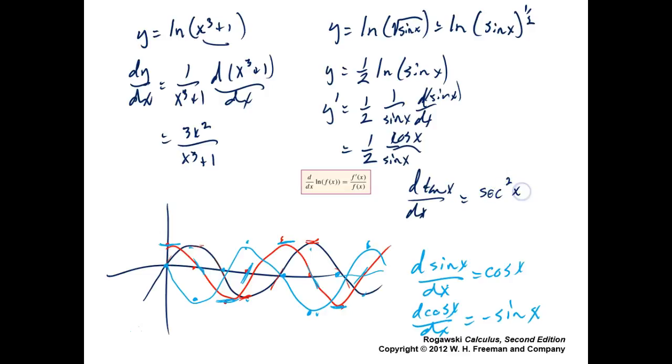Secant squared. And derivative of cotangent is minus cosecant squared. Okay? Derivative of secant x, sort of a strange one. It's secant x tangent x. Anyone want to make a guess at what derivative of cosecant x is?